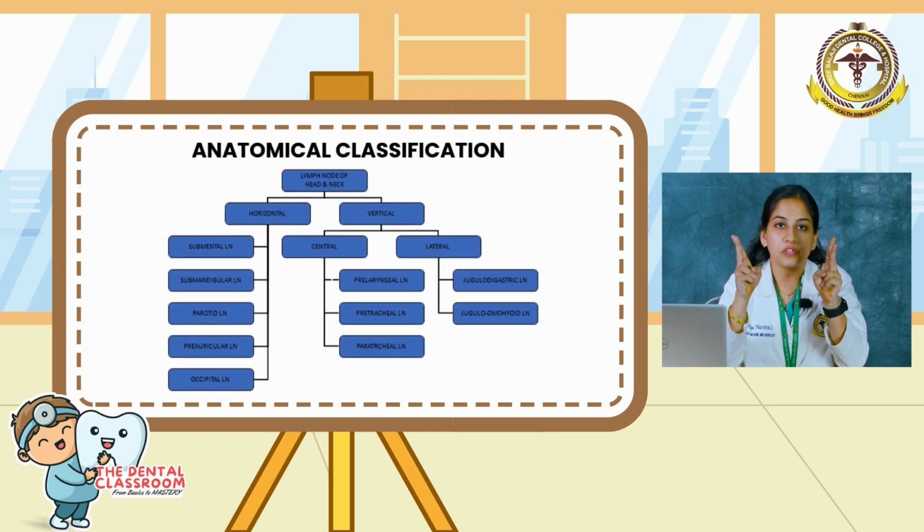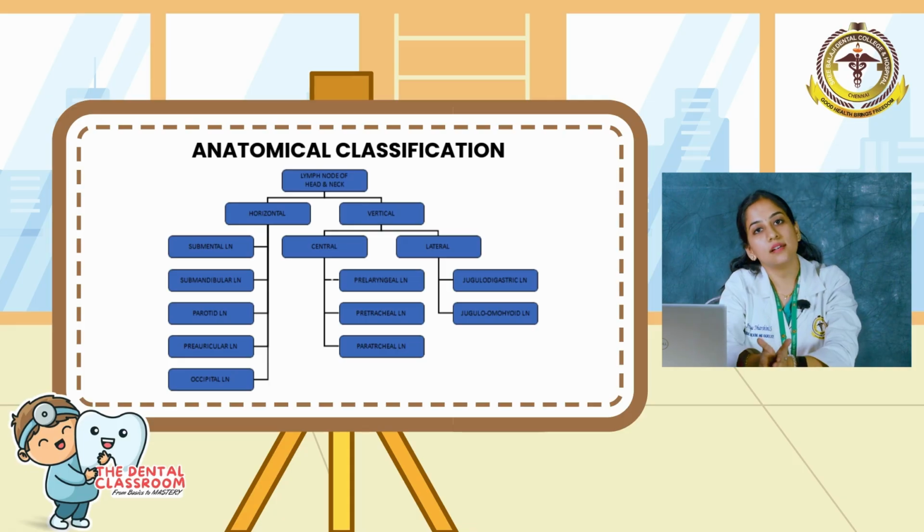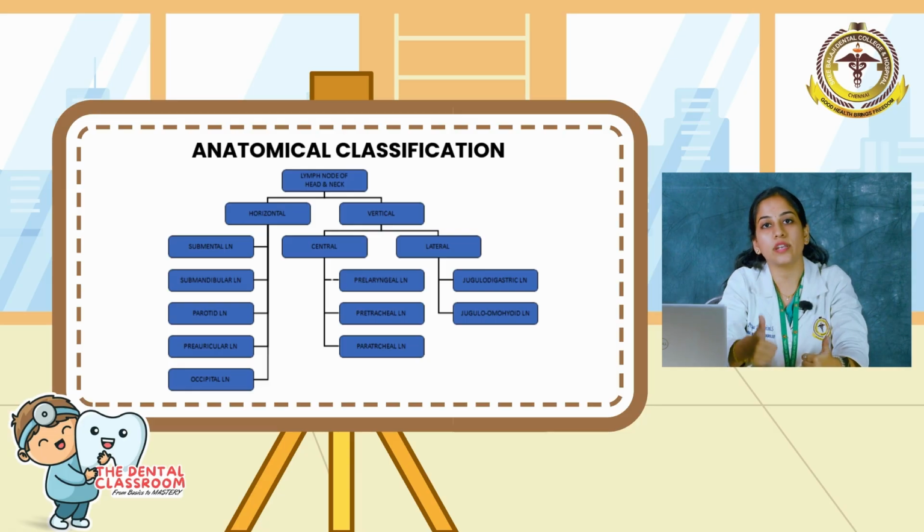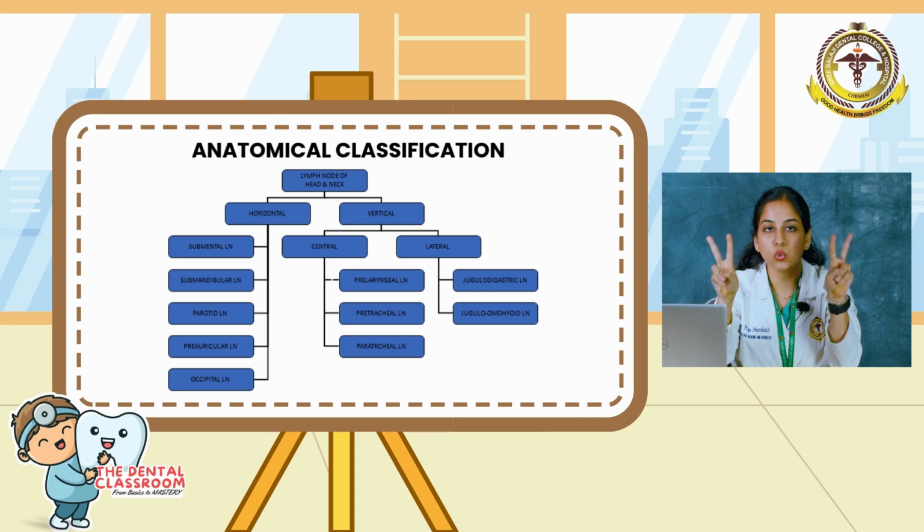We have two classifications of lymph nodes. First we have the anatomical classification, and the other is given by the AJCC, that is the American Joint Committee on Cancer, for the surgical dissection of the lymph nodes. First we will look at the anatomical classification. In the anatomical classification we have two subgroups: one is the horizontal lymph node group and the other is the vertical lymph node group.